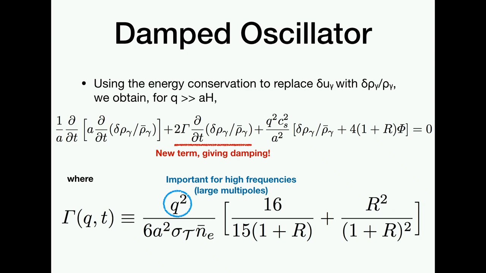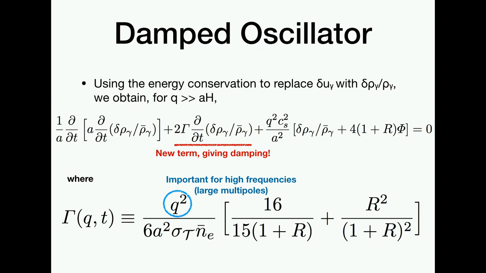Note that this rate is proportional to Q squared. Now, Q is a wave number. It was K in Professor Seth's lecture. In fact, almost all people use K for the wave numbers. Weinberg's textbook doesn't. I follow his notation. So Q is a wave number.